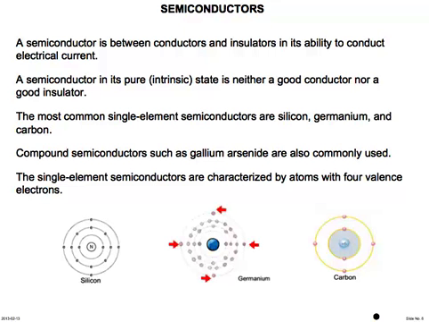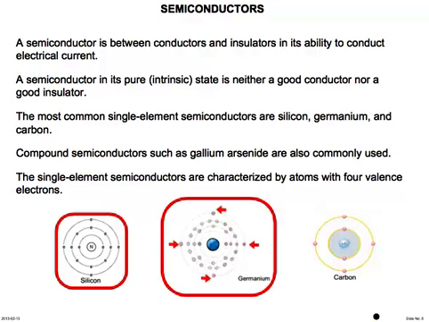And semiconductors, which is obviously the basis of this whole topic, the ones we're going to be talking about have 4 electrons in the valence shell. So the 2 most common types of our semiconductor material are silicon and germanium. And you can also see carbon is another example as well. But in terms of diodes, silicon and germanium are the 2 main materials we use.